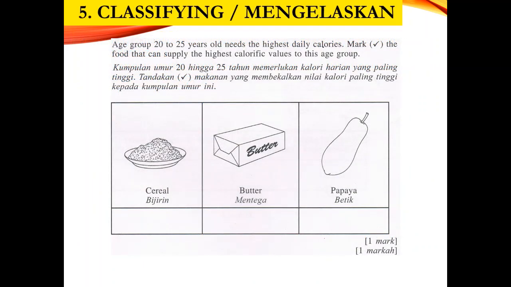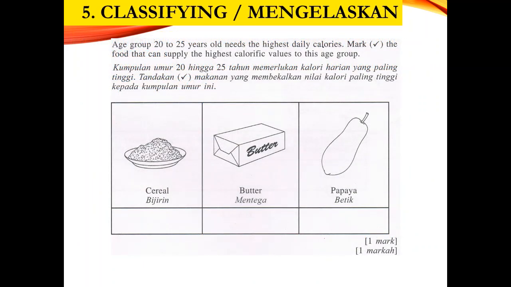And then for this one also an example of classifying. Mark the food that can supply the highest calorific value to this age group. Okay, so highest calorific value you need to know. So cereal here is referring to the carbohydrate, butter is the fat, and then papaya is the fiber, right? So among these three classes of food, you need to know which one will contribute to the highest calorific value. So the answer is the fat, okay, butter.